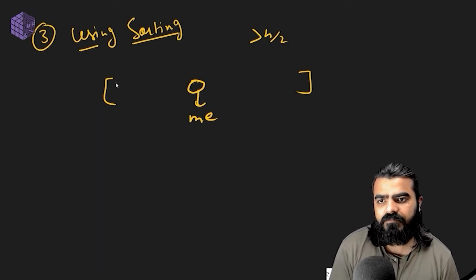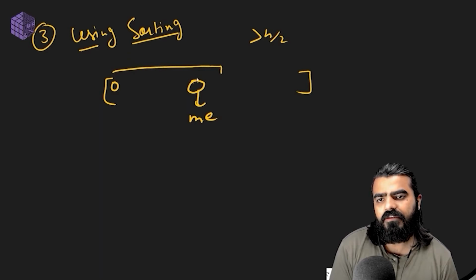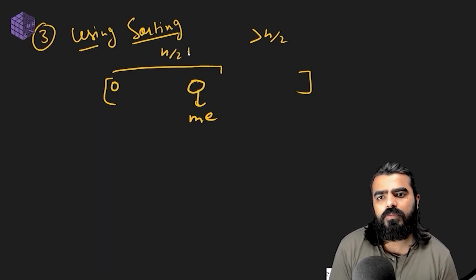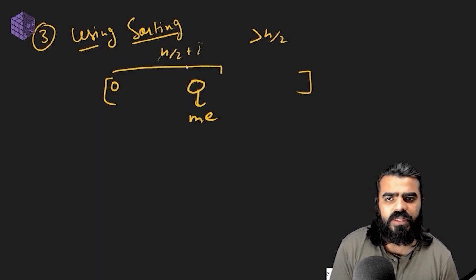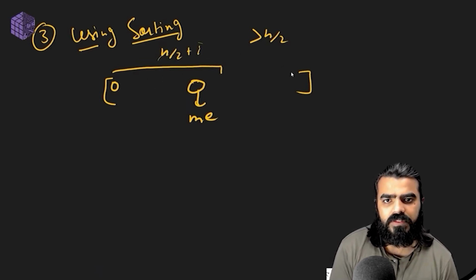Because even if my first element is the majority element, the coming n by 2 plus 1 elements will be n by 2 plus 1, or greater than n by 2, all will be the same element, because it comes n by 2 plus 1 times or more, right?